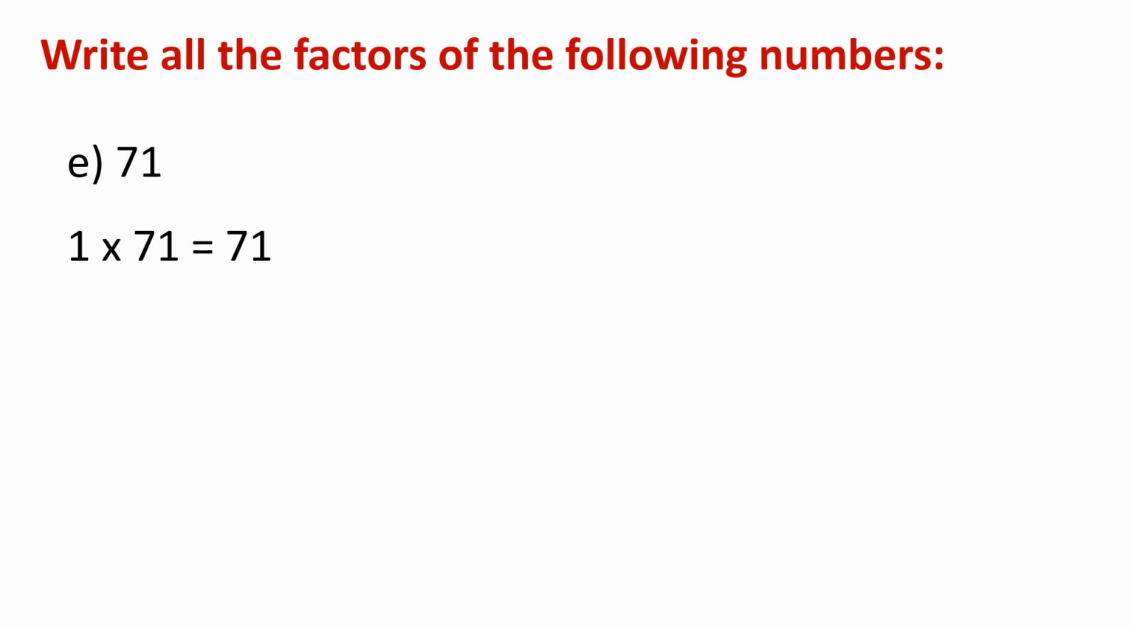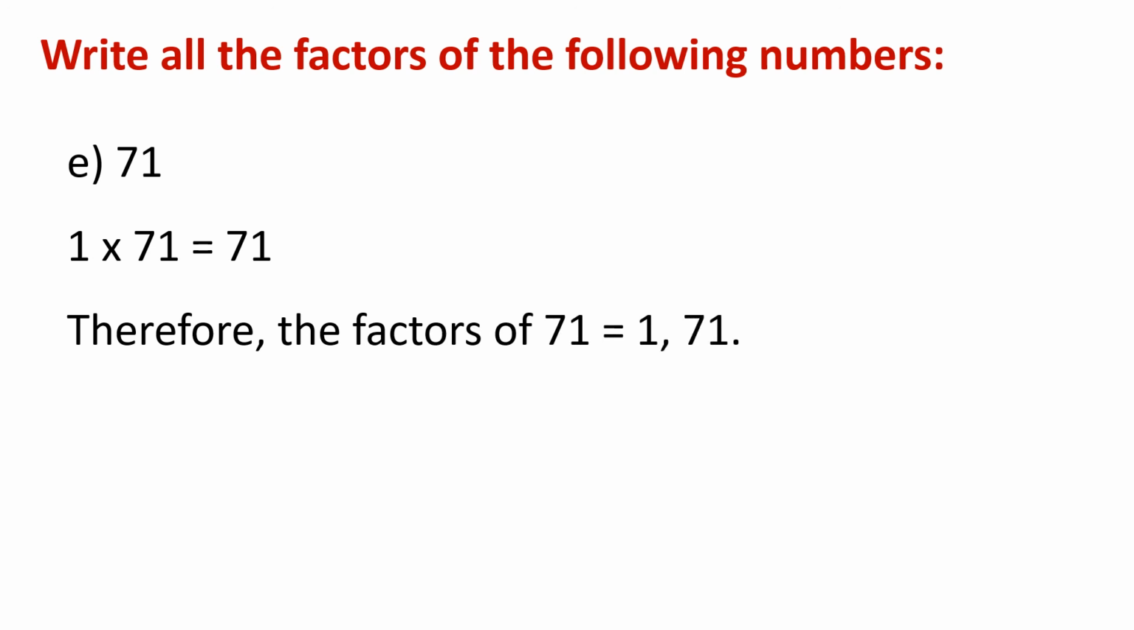But 71 cannot be completely divisible by any number other than 71 and 1. Therefore, the factors of 71 are 1 and 71. And a number that has only two factors, 1 and the number itself, is called a prime number. So 71 is a prime number.